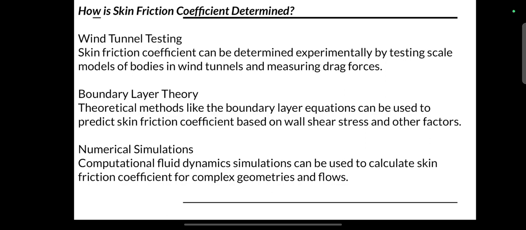How is skin friction coefficient determined? As we saw in wall shear stress, how it is calculated, skin friction also has three methods: wind tunnel testing, boundary layer theory, and numerical simulation. In numerical simulation, we use computational fluid dynamics like we used in wall shear stress. Boundary layer theory is also the same. Wind tunnel testing: skin friction coefficient can be determined experimentally by testing scale models of bodies in wind tunnels and measuring drag forces. We have seen these two already.